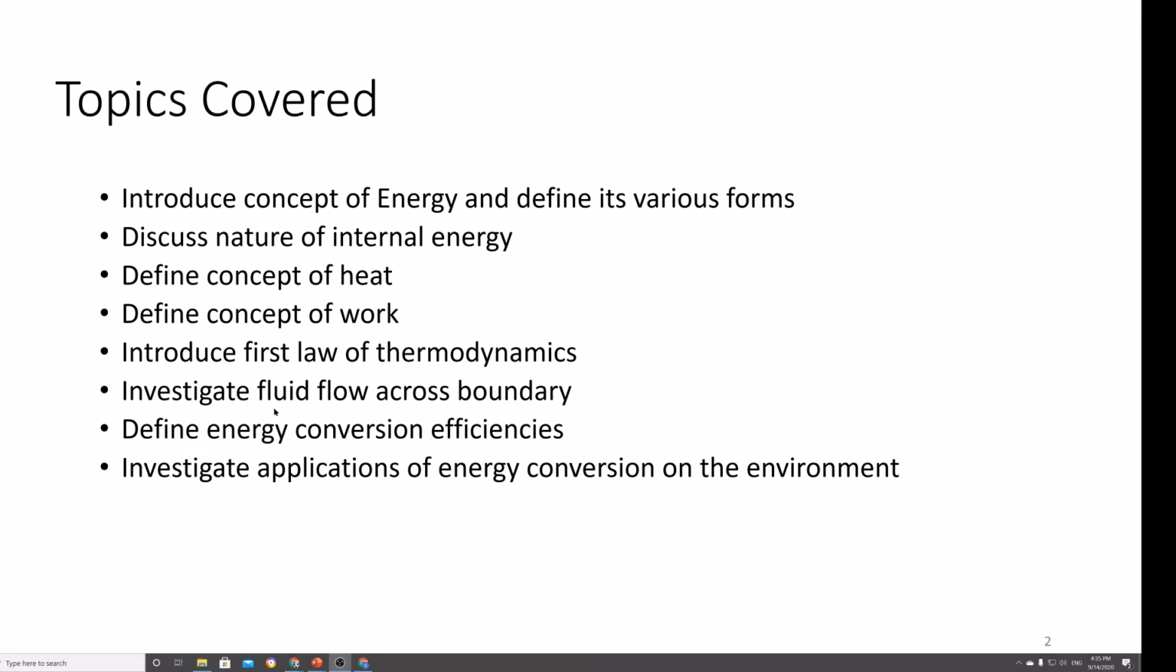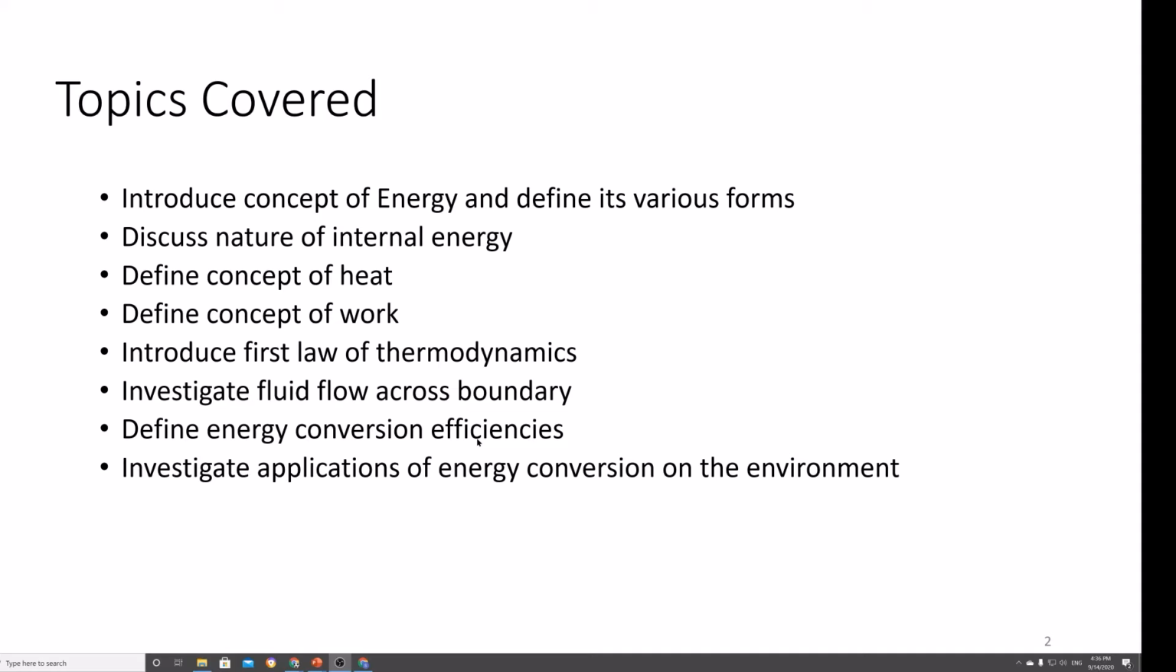Then we're going to look at fluid flow across some boundary. So what we're going to do is define something like a system boundary, something that encloses our system. And one of the things we'll look at is fluid flowing across that boundary, okay, and how that changes the energy, or at least what happens to the energy, due to that flow coming in and leaving the boundary. Then we're going to look at energy conversion and the efficiencies associated with it.